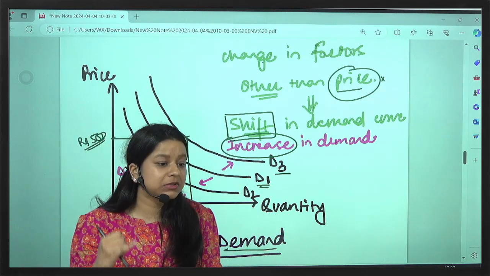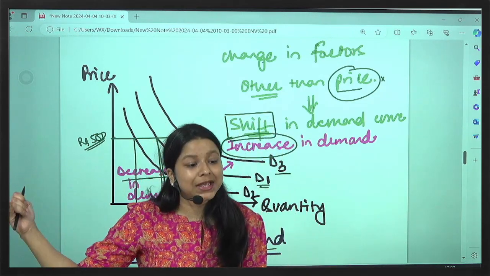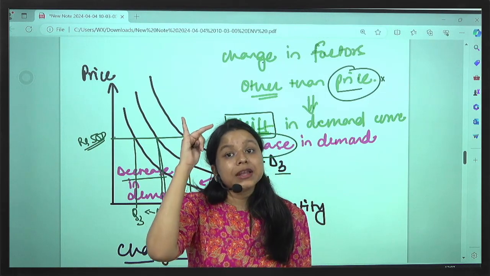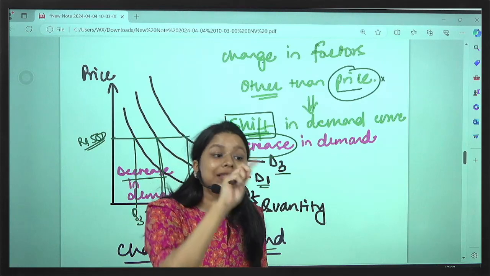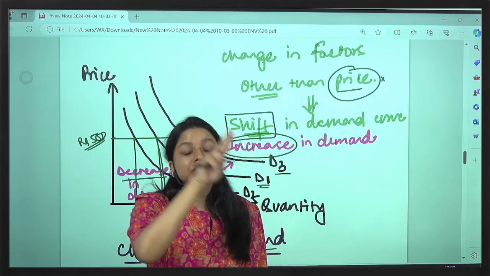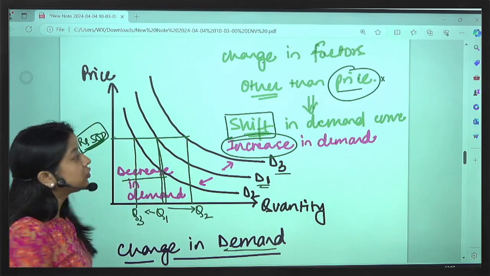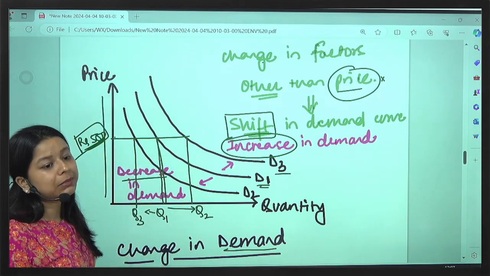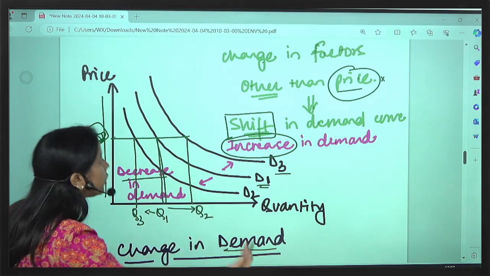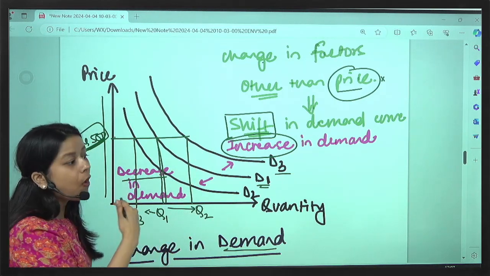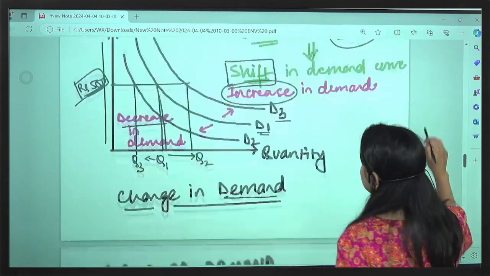So what concepts have we learned? Movement along the demand curve can only take place when there is a change in the price and nothing else is changing. There is a change in the demand, which leads to increase in demand or decrease in demand, and this takes place only when there is a change in other factors other than the price. Price remains same. So at all the prices, I am able to demand more because my income increases, or I am able to demand less because my income decreases. Right? We'll be talking about the other factors which are there.